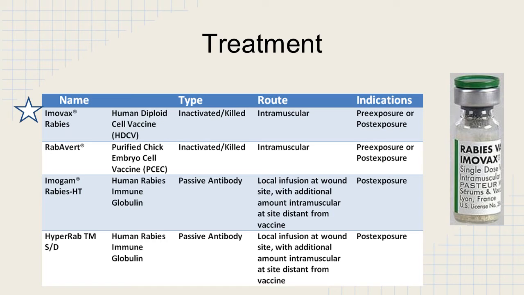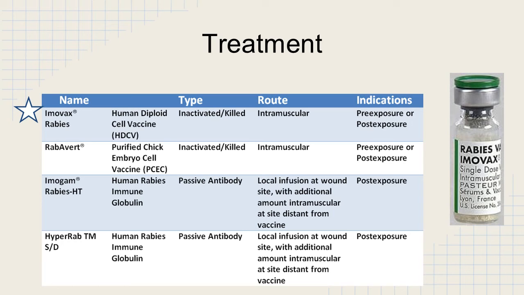The two most common vaccines used today include human diploid cell vaccine, which is shown on the table with a star, and purified chick embryo cell vaccine. Both of these vaccine types are inactivated or killed because scientists produce them from dead organisms by killing the disease-causing microbe with chemicals, heat, or radiation. This makes the vaccine safer and easier to transport, but also weakens its effectiveness. So treatments usually involve more than one round of vaccinations.